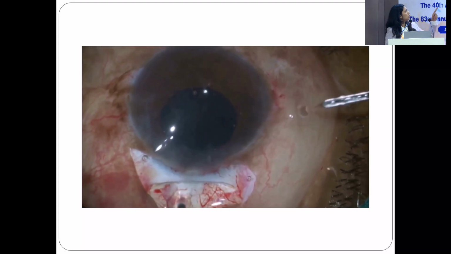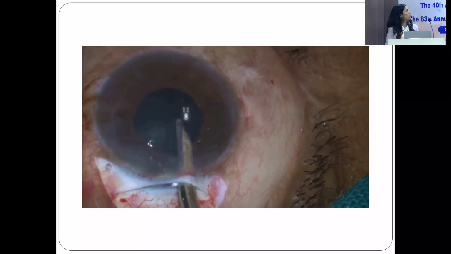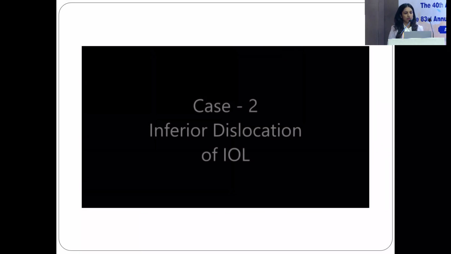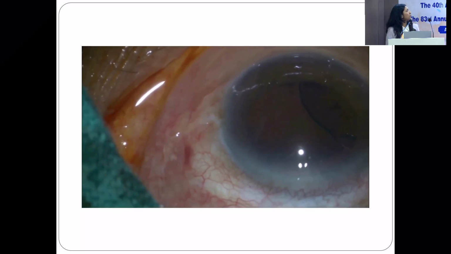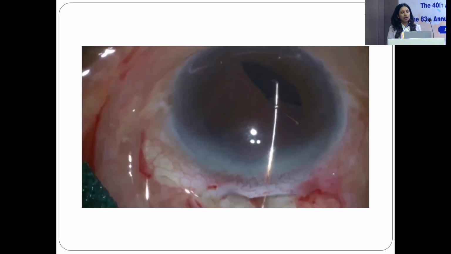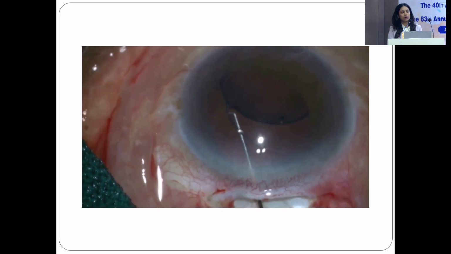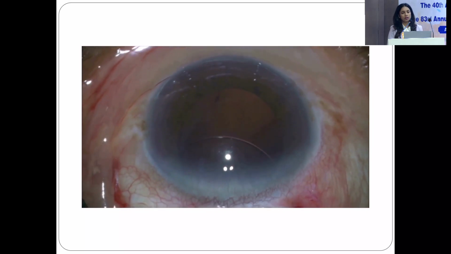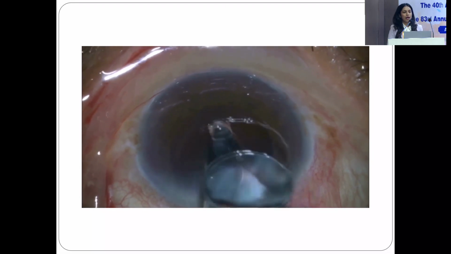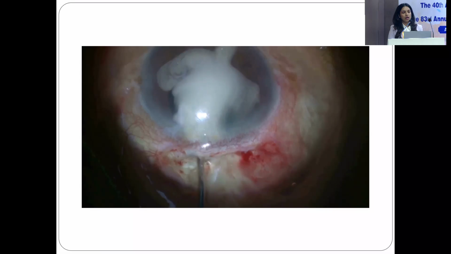We can also use this iris repositor instead of a Sinskey hook because it is also a blunt instrument, so it is less traumatic to the iris tissue. This was another case of an inferiorly dislocated IOL. Luckily it was in the anterior vitreous only, so I gently dragged it out through the anterior route through the sclerocorneal tunnel, and after that I stained the prolapsed vitreous with triamcinolone.